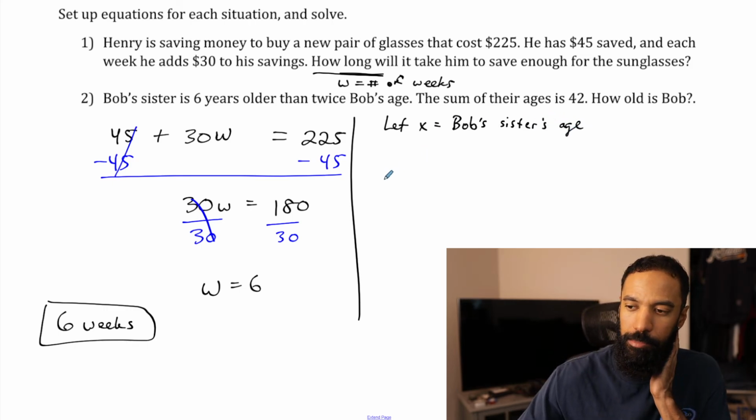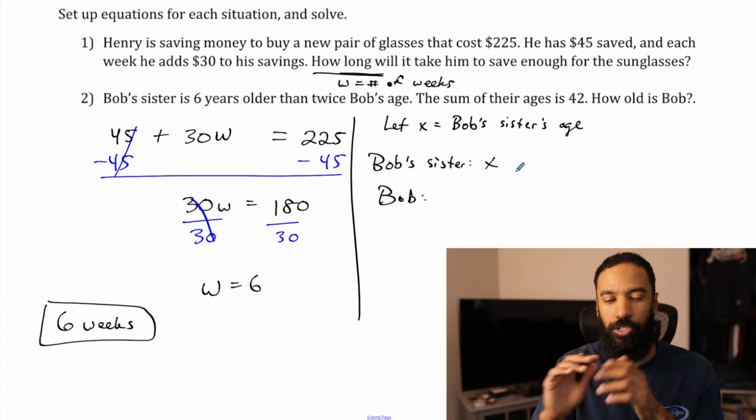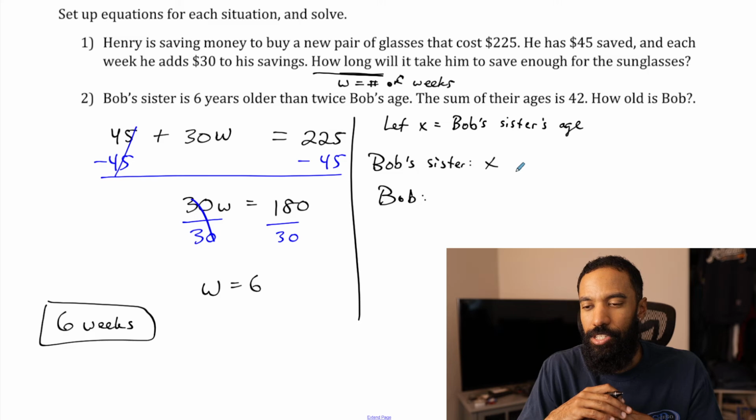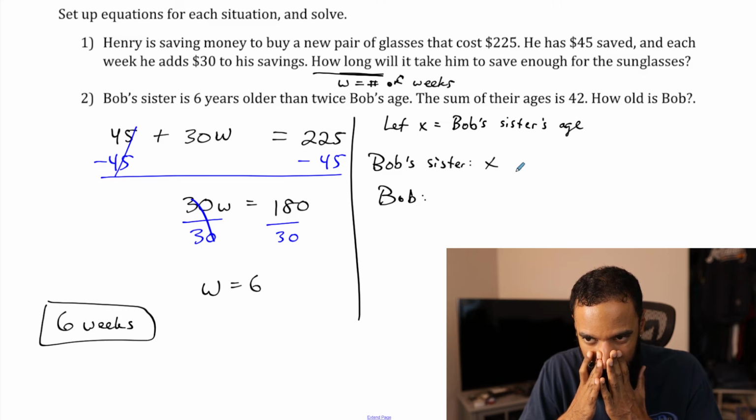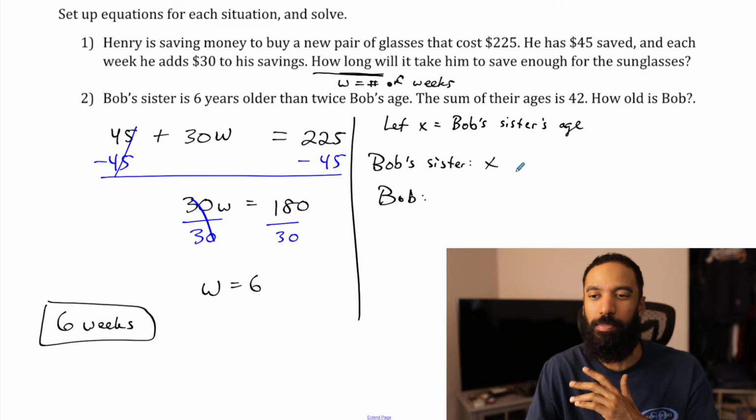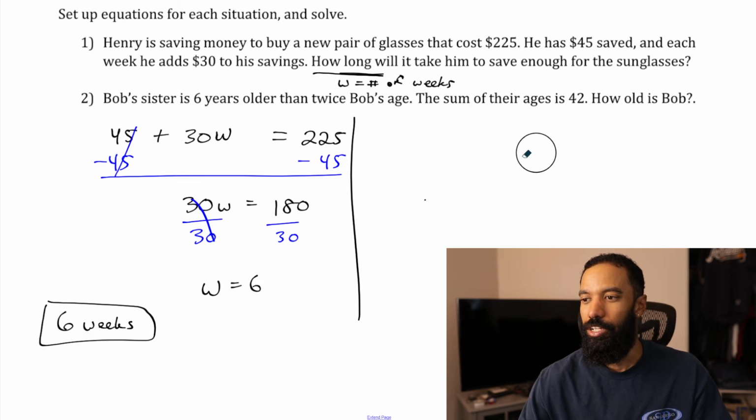So Bob's sister, I'm just going to write this again. Bob's sister is X years old. Bob is a different amount of years old here. He is 6 years. Bob's sister. Oh my gosh, I cannot do this right. Okay, you know what? I did this wrong. I did this backwards. Whenever I hear that, I'm thinking Bob. Let's do that again. Let's do Bob.